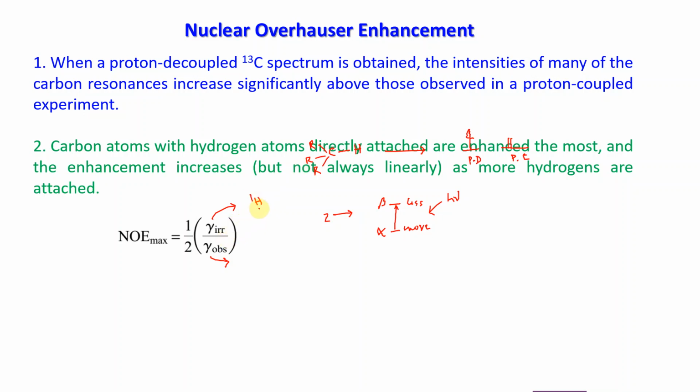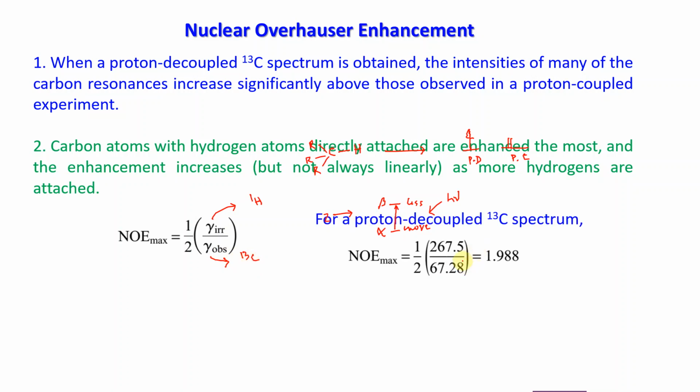In proton decoupling, what we are doing is extra irradiation. We are irradiating the proton to make it saturated as early as possible. And what we are observing is the 13C NMR. So this gyromagnetic ratio is for the 13C, okay, carbon observed NMR. So that's why it is OBS, okay.